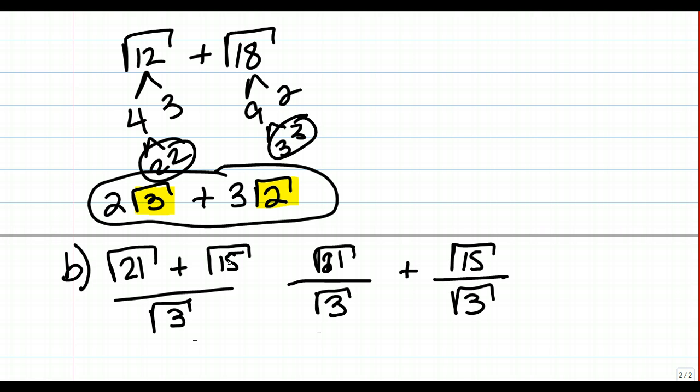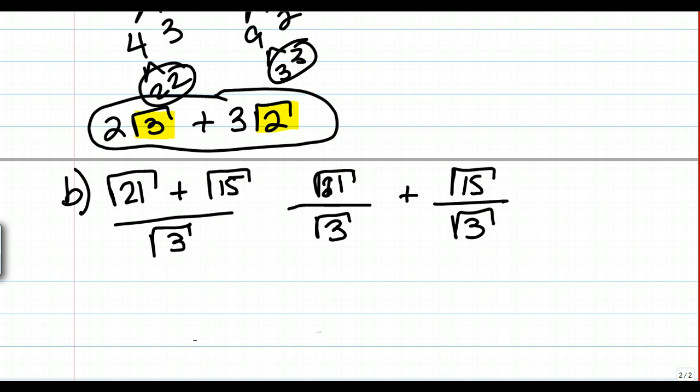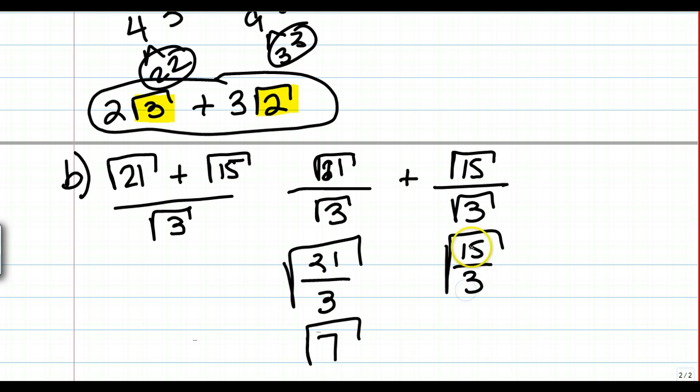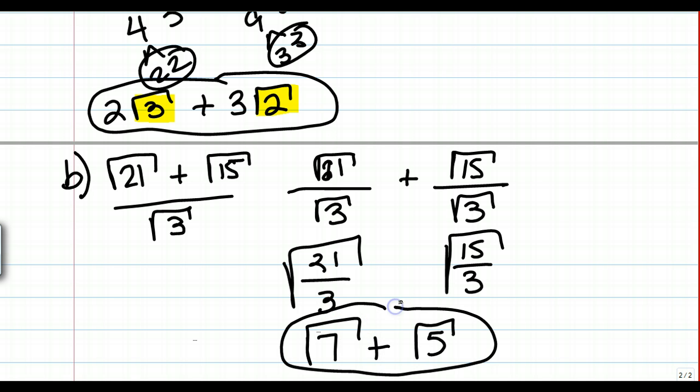When you're looking at these, try to write these as one radical. And we had an example in last night's notes like this. If you write it as one radical, 3 goes into 21 7 times, so you could reduce it that way. And also, 3 goes into 15 5 times. So you can go ahead and simplify it like this, and you have radical 7 plus radical 5. They're not common square roots, so this would be your answer.